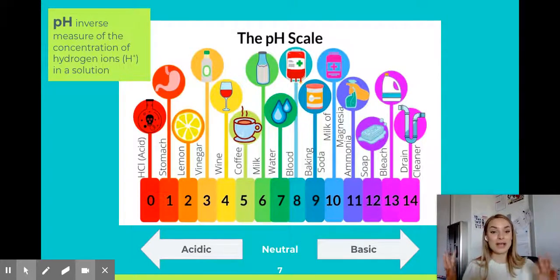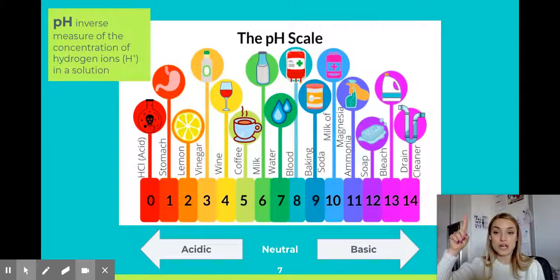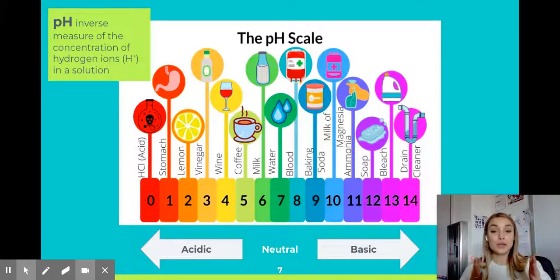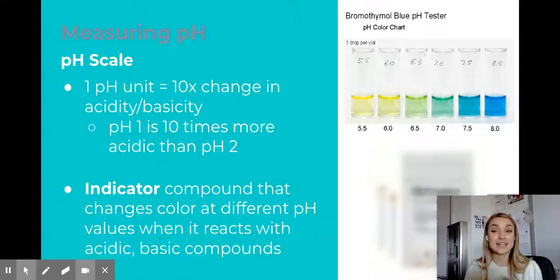So we've got quite a range of different materials, but all of them have different concentrations of hydrogen ions. The ones that have high concentrations of hydrogen ions have low pH values, and they are acidic. The middle values are neutral, and the high values have low concentrations of hydrogen ions, so they are basic. So like I said, the pH scale is how we measure acidity, basicity, and neutrality.